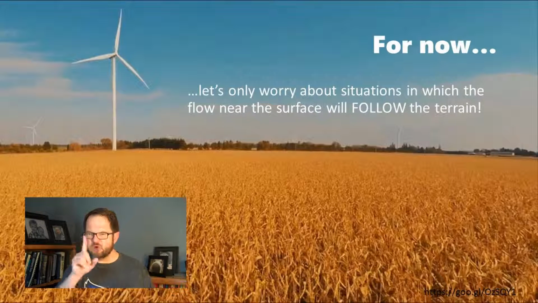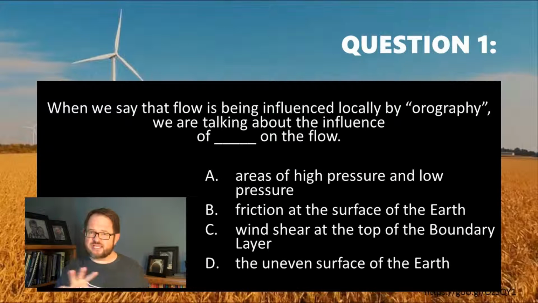Now, before we move on to part 2 of this lecture, let me ask a couple of quick questions. Question 1. When we say that the flow is being influenced by orography, we're talking about the influence of blank on the flow. A, areas of high pressure and low pressure. B, the friction at the surface of the Earth. C, the wind shear at the top of the boundary layer. Or D, the uneven surface of the Earth.